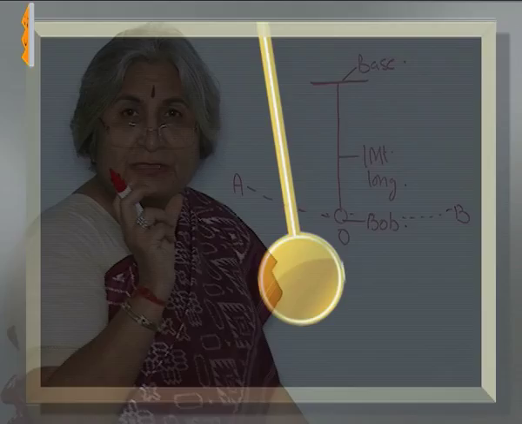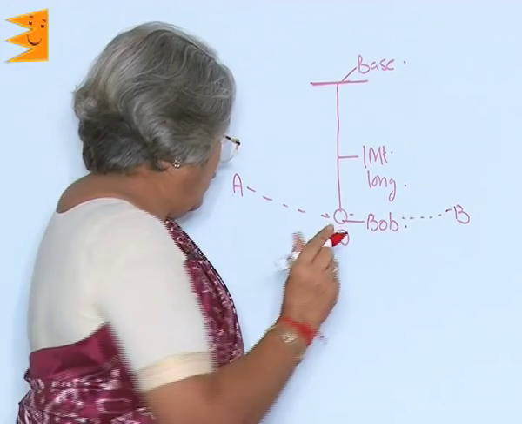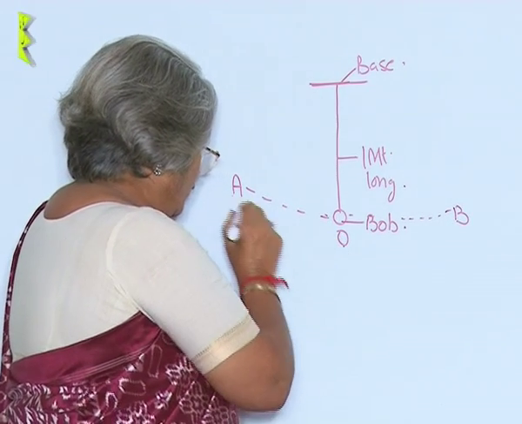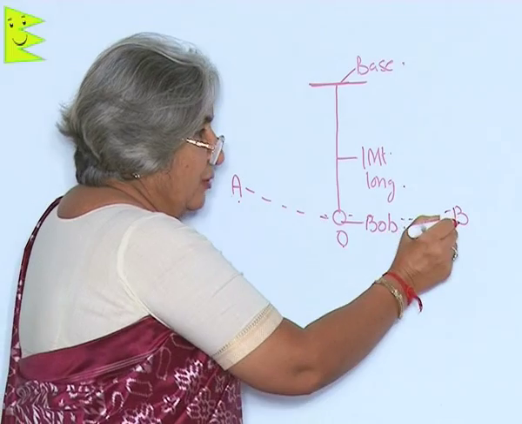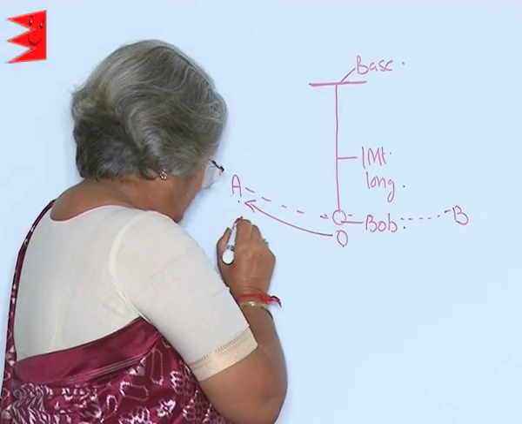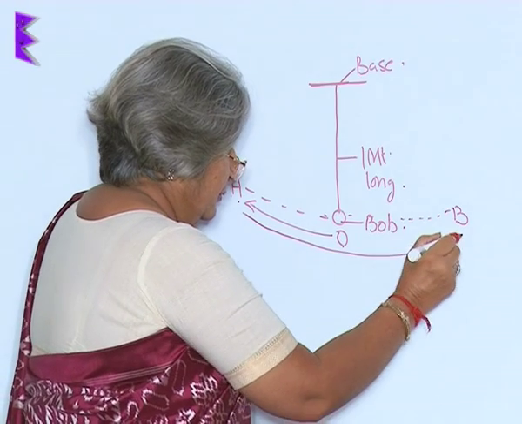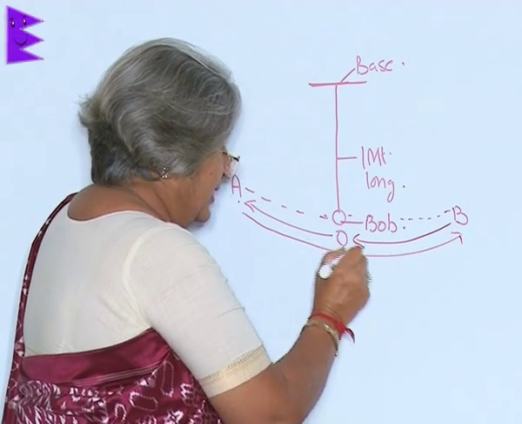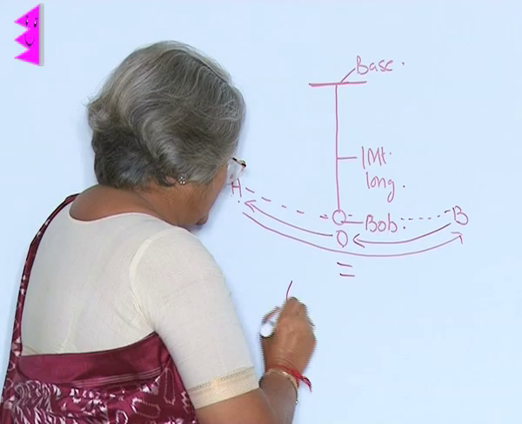So, this movement from the position O to A and then to B and then back to O is called one oscillation.